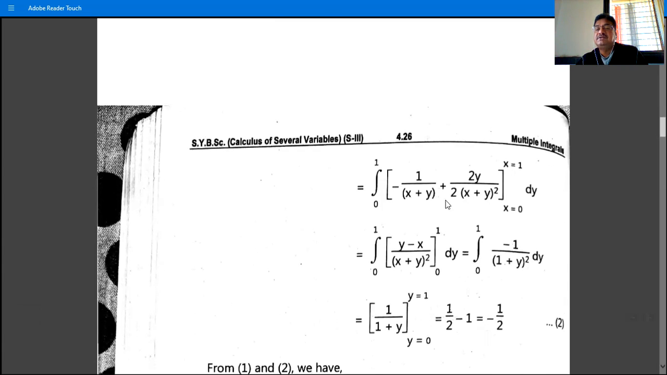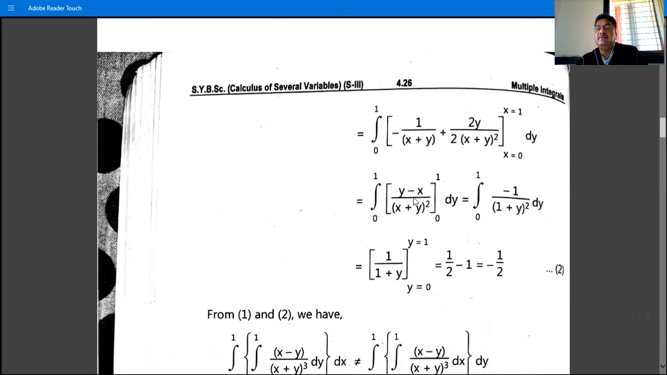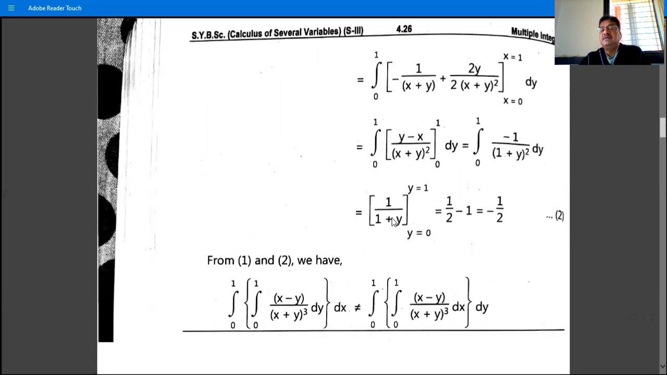This bracket calculation is what? Taking (x plus y) as the LCM, we have this, and then the value at the upper limit, that is substitute x as 1, and then x as 0, and after calculating we have this. Its integration is 1 by (1 plus y), because again (1 plus y) raised to minus 2, its integration is (1 plus y) raised to minus 2 plus 1, meaning minus 1 by minus 1. So it becomes this, and then the value at the upper limit. Thus we have the answer minus 1 half.